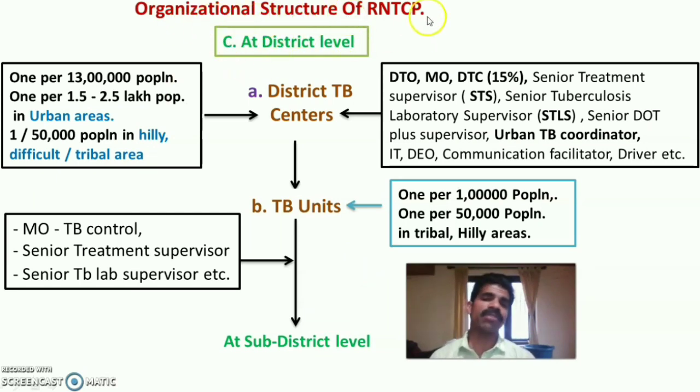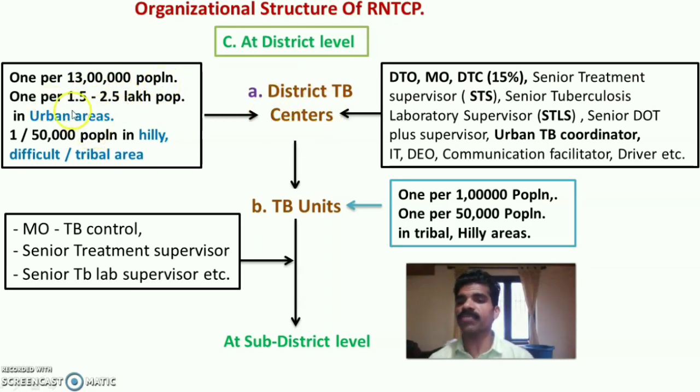The organization structure of RNTCP at district level is again divided into sub-district level also, which we'll discuss later. So at district level we have two important organizations. One is District TB Centers and the other is TB Units. First one is District TB Centers. There is one District TB Center for 13 lakh population. So for every 13 lakh population in the district, there is one District TB Center.